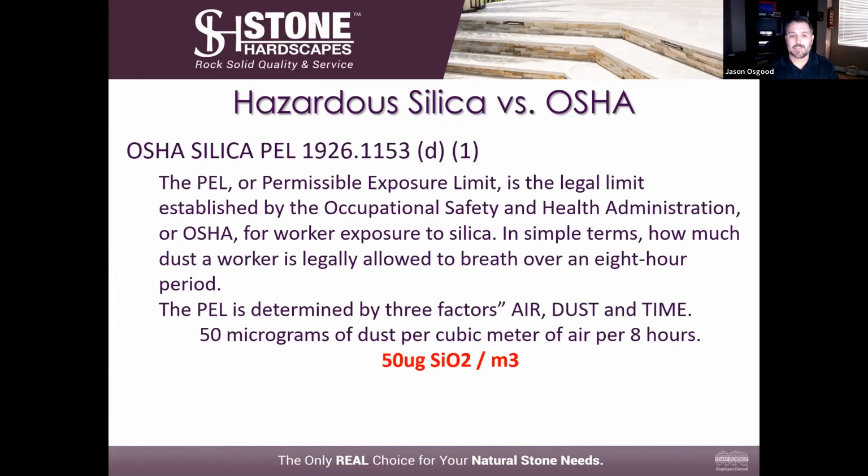And what that says, in simple terms, is how much dust a worker is legally allowed to breathe over an 8-hour period. The PEL is determined with 3 factors: air, dust, and time. It's 50 micrograms of dust per cubic meter of air per 8 hours.